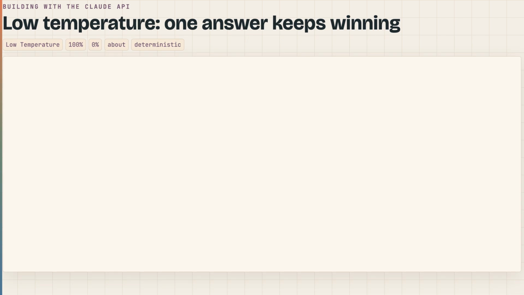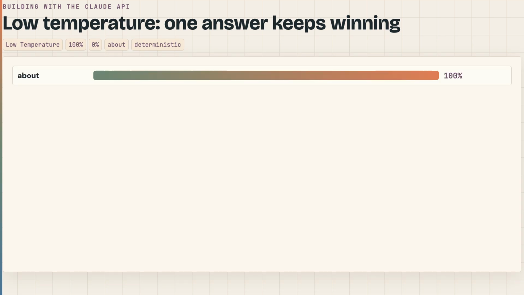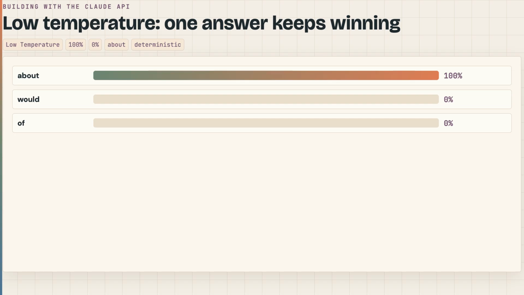At low temperature, the highest probability token can effectively crowd out the rest. In the teaching chart, "about" rises toward 100% while lower choices fall toward 0%. That is why low temperature is useful when you care about consistent factual behavior more than variety.